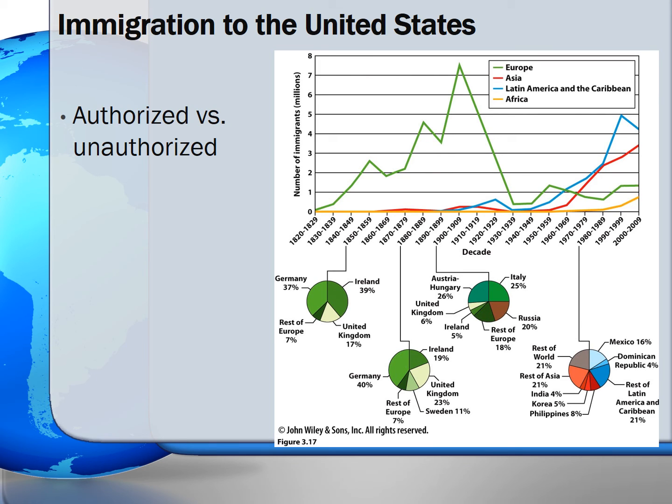The chart shows the number of authorized immigrants admitted to the U.S. by region of origin since 1820. The sharp drop in immigration reflects the impact of the Depression and 2 world wars. The pie chart shows changes in the leading countries sending immigrants to the U.S. and the diversification of immigrant origins over time.